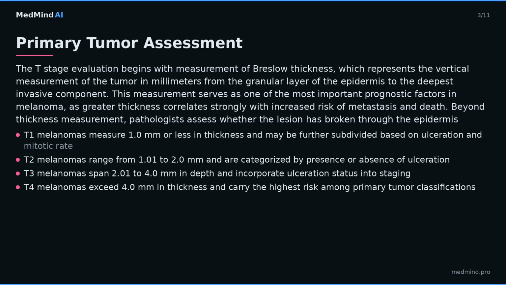Key points: T1 melanomas measure 1 millimeter or less in thickness and may be further subdivided based on ulceration and mitotic rate. T2 melanomas range from 1.01 to 2.0 millimeters and are categorized by presence or absence of ulceration. T3 melanomas span 2.01 to 4.0 millimeters in depth and incorporate ulceration status into staging. T4 melanomas exceed 4.0 millimeters in thickness and carry the highest risk among primary tumor classifications.